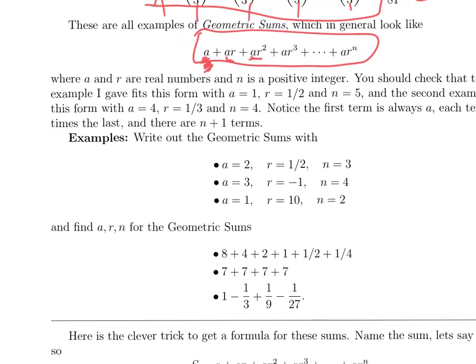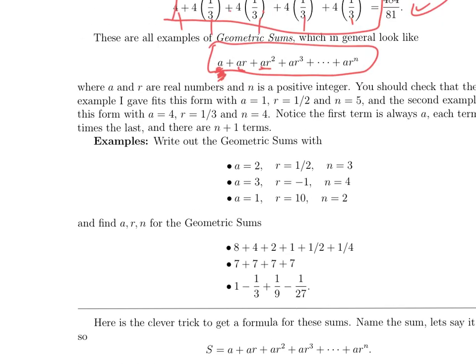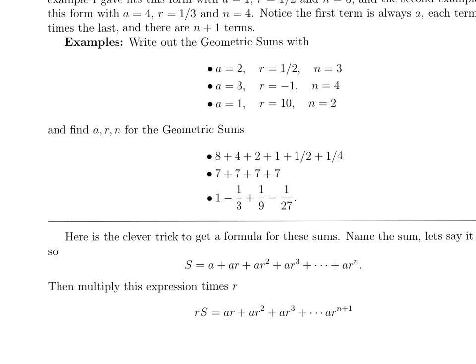Okay, so here are some problems to do. First, if I give you A, R, and n, just plug into this formula to write out the geometric sum. You don't have to add them up. And a little bit trickier, if I give you a geometric sum, figure out what A is. That's easy. Figure out what R is: what do we multiply each term by to get the next term? And figure out what n is. Remember, that's 1 less than the number of terms.